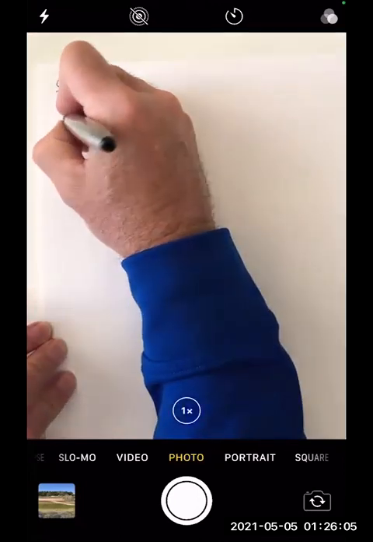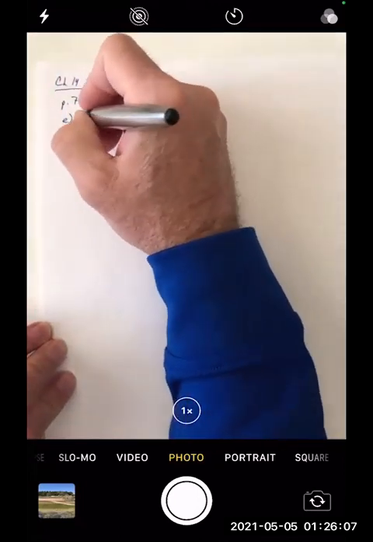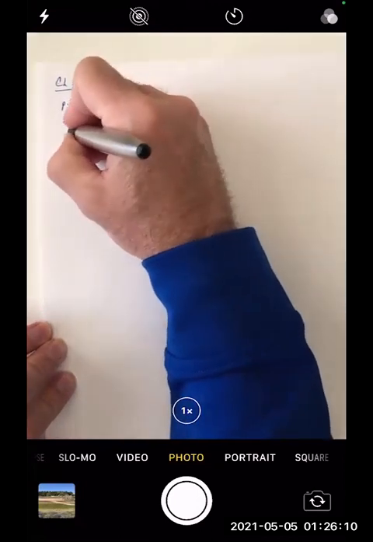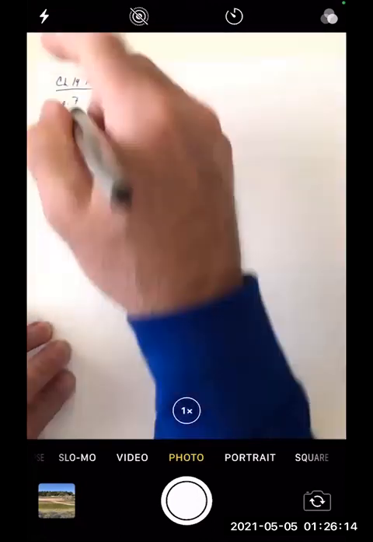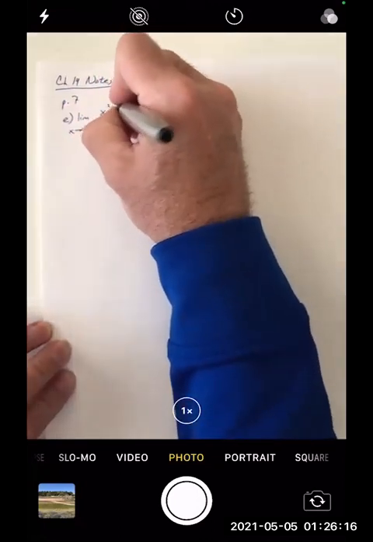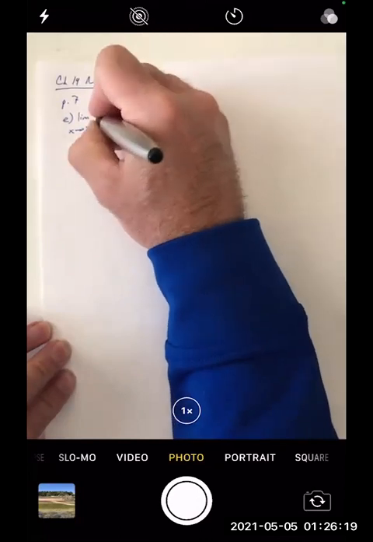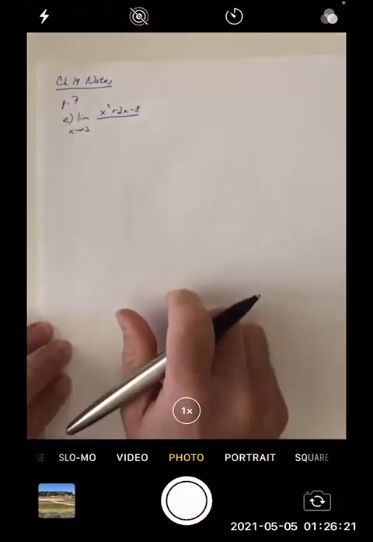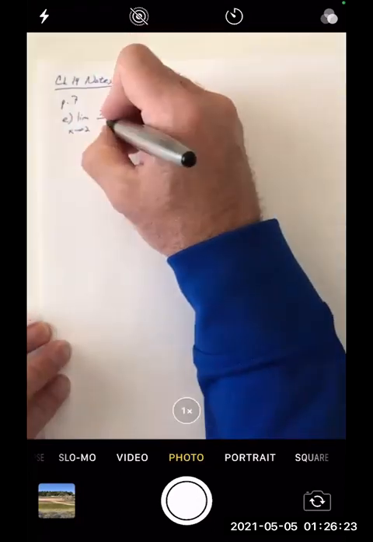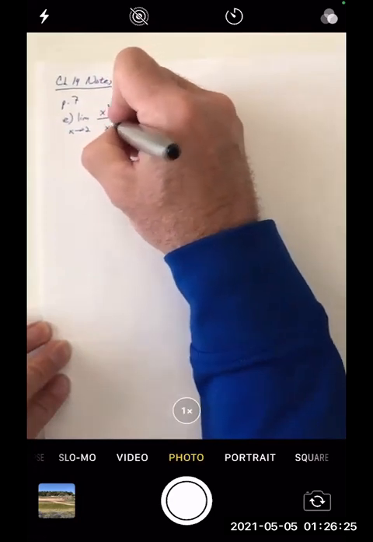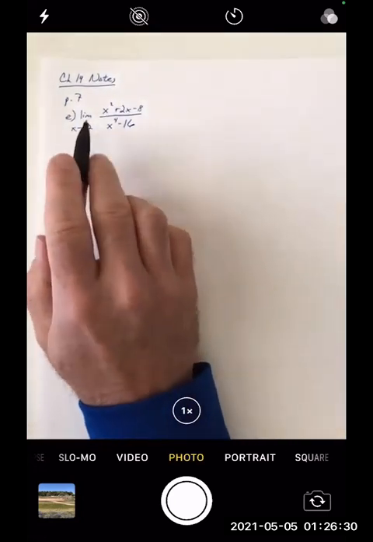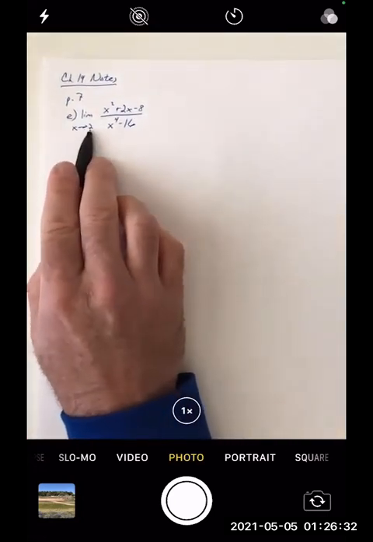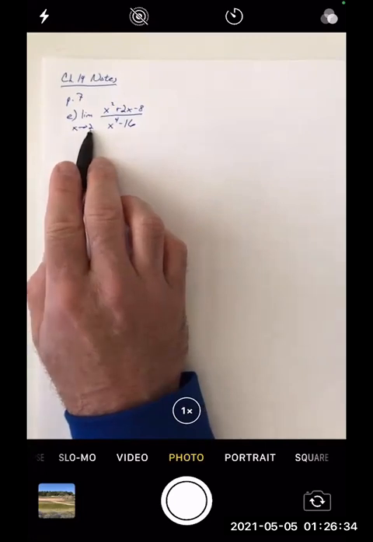Example E, right? Yes. Okay, so that was the limit as x approaches 2. This is a good one. X squared plus 2x minus 8 all over x to the 4th minus 16. So with limits in general, your goal is to be able to plug in that number. So just try it and see if you can.